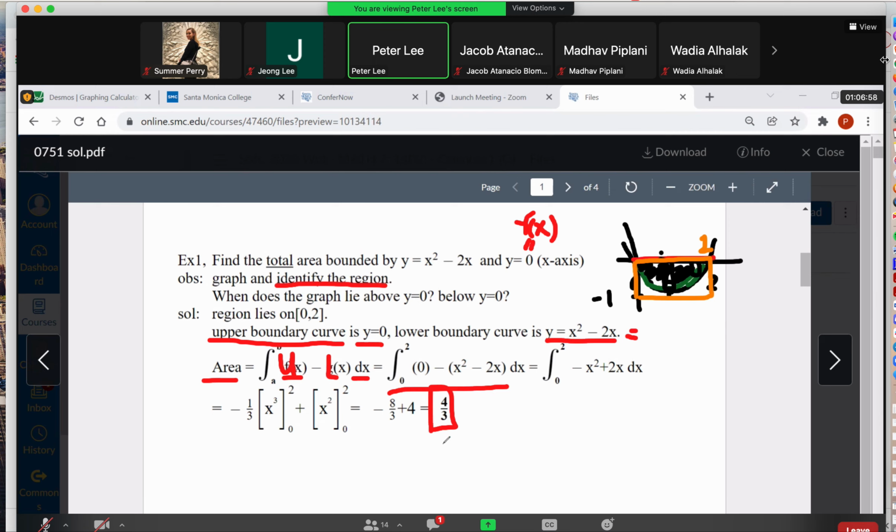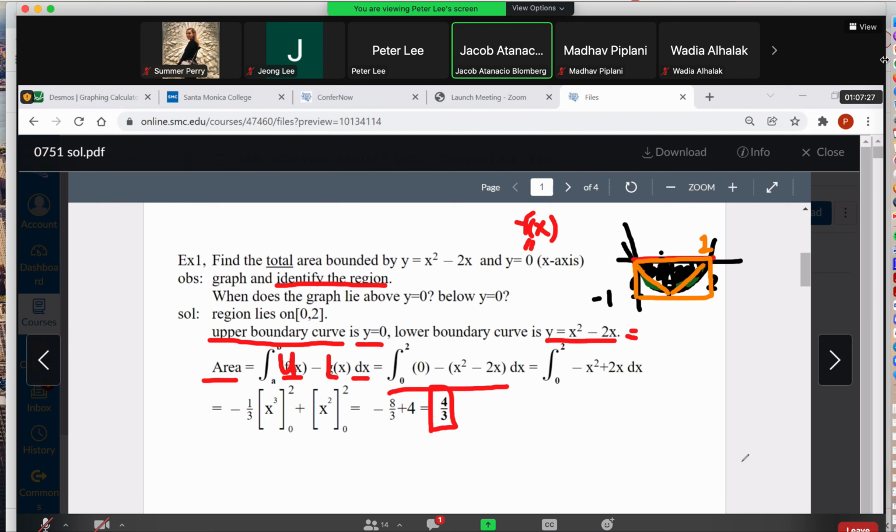So we got 4/3, which is more than a half, and that makes sense. A little bit more than a half makes sense because the rectangle area is 2, and it looks like the area in black is, it's actually more than half. So more than 1 and less than 2. So about 1.4. Yeah, that makes sense.